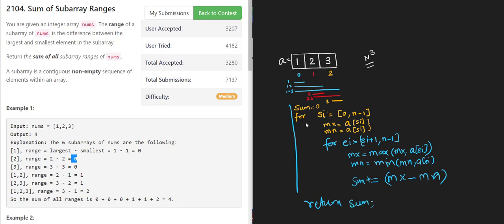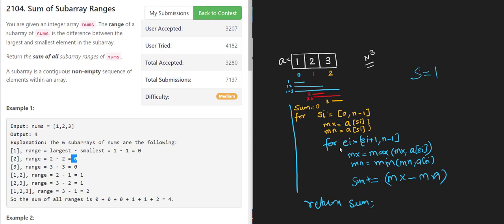So now if you think carefully, what will happen? Initially, our sum is 0. Our starting point we are taking to be 0, and max and min are 1 and 1 only. Then we keep moving, keep extending EI. So EI is initially at 1. So we say max becomes 2 and min remains 1. Now 2 minus 1, 1 gets added to the sum. So the sum gets 1 added to it.